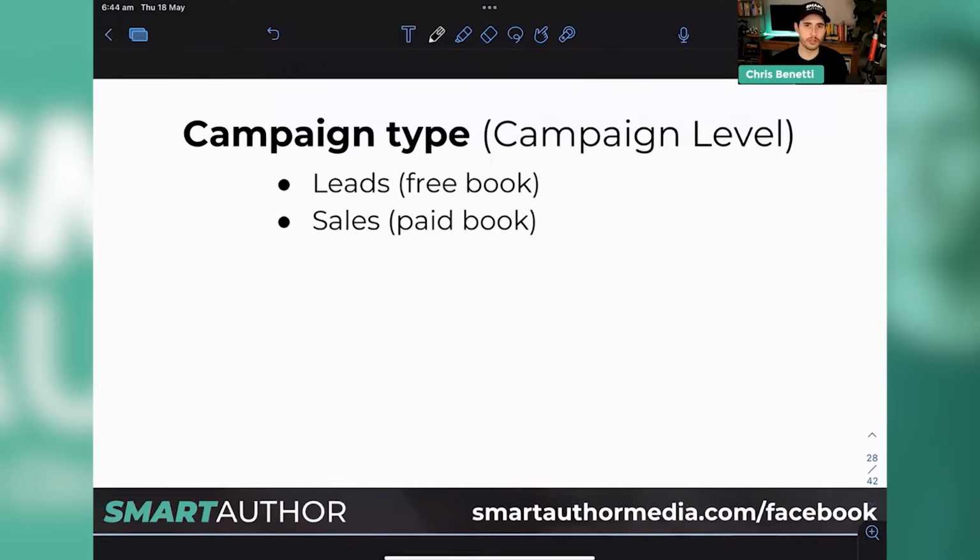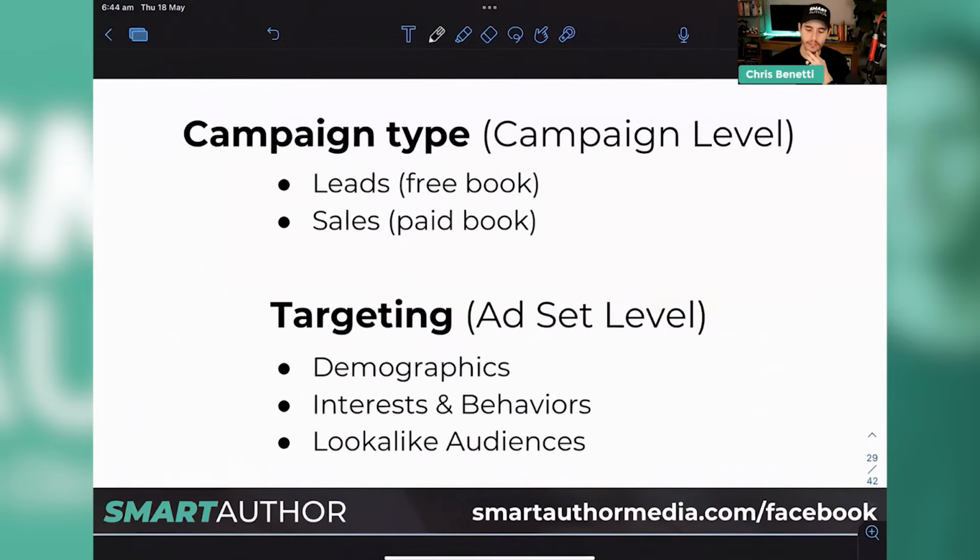So if you have a free book and you're giving a copy to someone in exchange for a name and email, that's a lead campaign. If you have a paid book and they're buying something, that's a sales campaign. Okay, so it's different. Then we have the targeting at the ad set level. So you can think of this as campaigns here, ad sets here, ad is down here. On an ad set level, we have the demographics: what's their age, what's their gender, what's their location, interests and behaviors. So this is the detailed targeting area. This is where we can start to look at who we want to target.